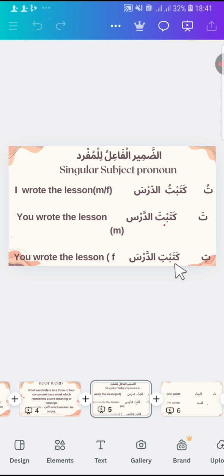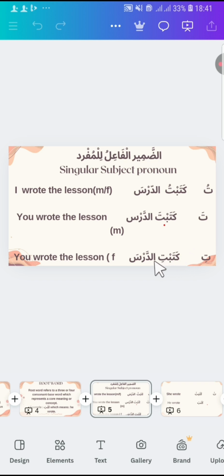This ti is the pronoun attached to katab, and we know, as I gave an example, that the root word is kaf, ta, and ba. So this ta is attached to it, and it means "you". But without it, if it's not joined, all these attached pronouns are meaningless. By attaching them to other words, they convey meaning.